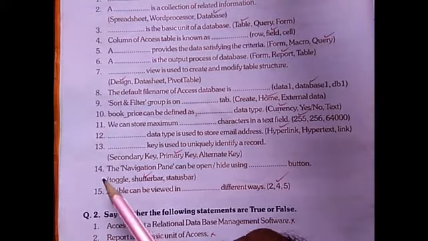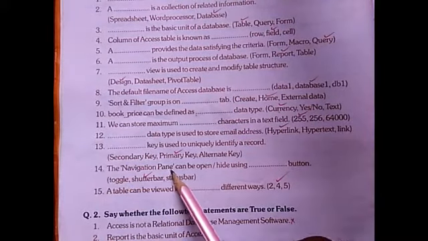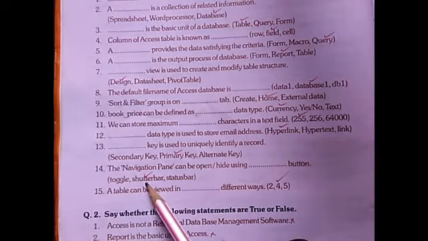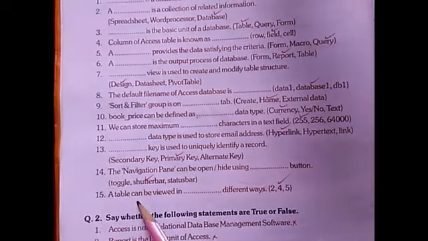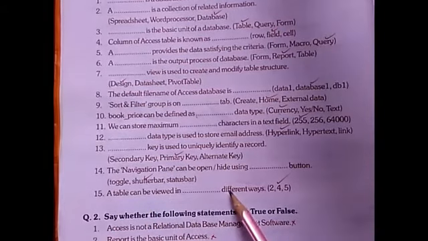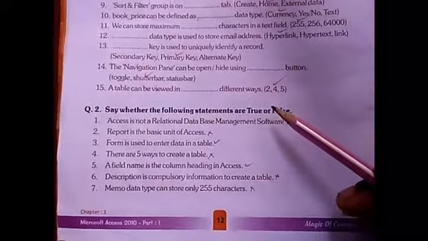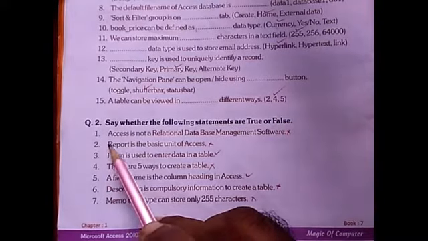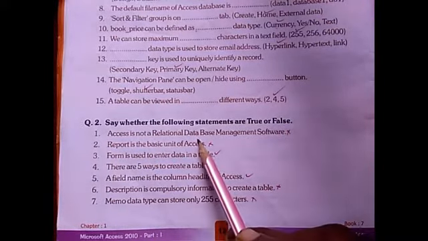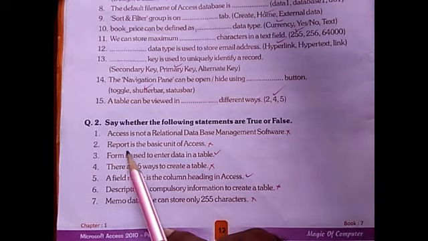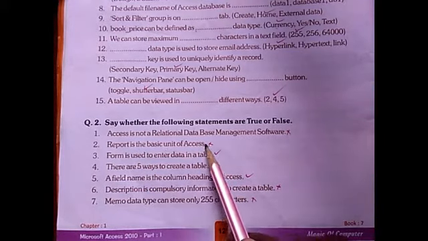14. The navigation pane can be opened or hidden using dash button. Shutter bar. 15. A table can be viewed in dash different ways. Next is true or false. 1. Access is not a relational database management software. False. 2. Report is the basic unit of Access. False.